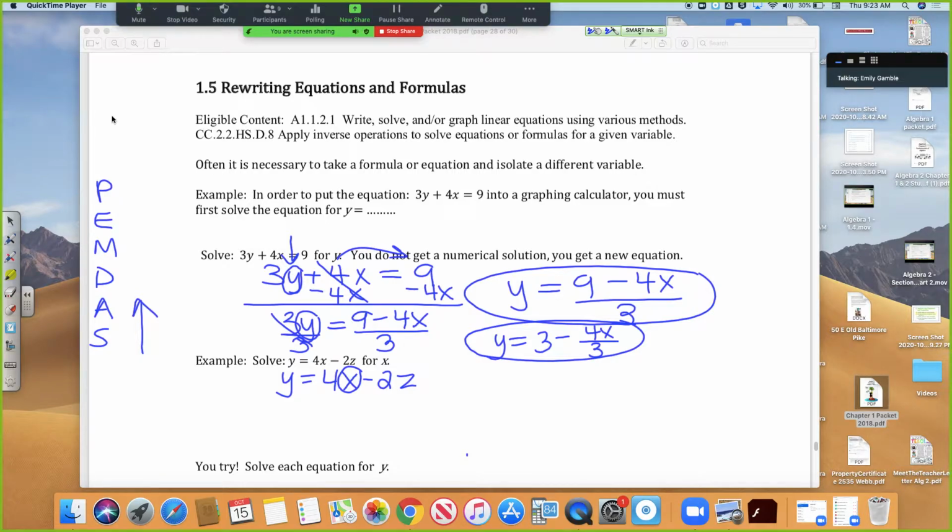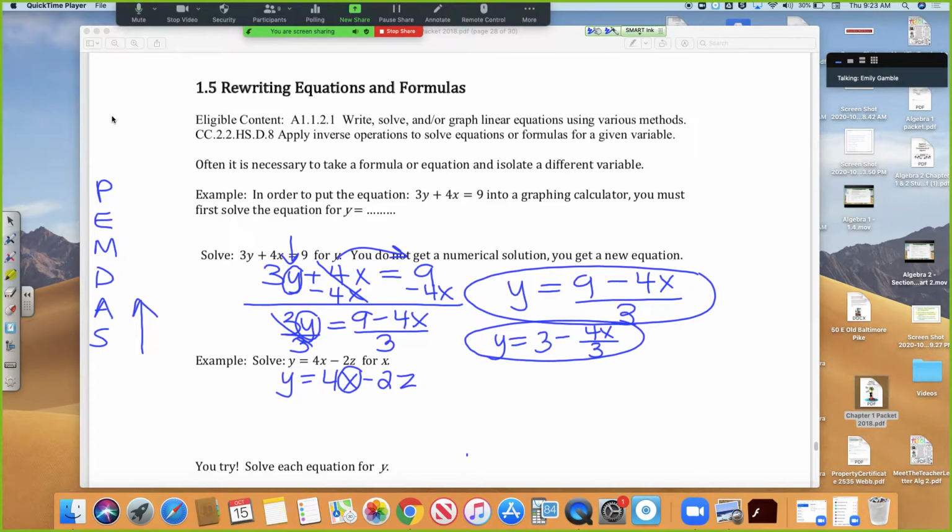Looking at the equation, x is on the right-hand side of the equal sign. Directly in front of the x, I have a 4, but I'm not going to deal with that yet. What I'm going to deal with first is what's behind it, the minus 2z. How can I take that minus 2z and move it to the other side? What would I do?